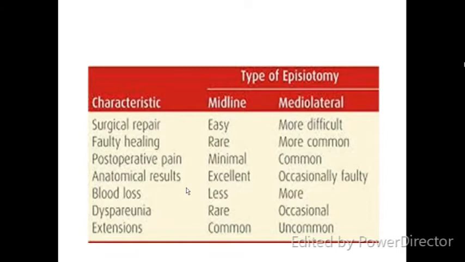4th degree perineal tear. Faulty healing is rare in midline. Why? Because the vessels are in between. In the midline the vessels are good, so after repairing, the healing is better because of more blood vessels. In mediolateral there is faulty healing, the healing is not good, and secondary healing, that is scar formation, is more in mediolateral. Post-operative pain is minimal in midline and more common in mediolateral.